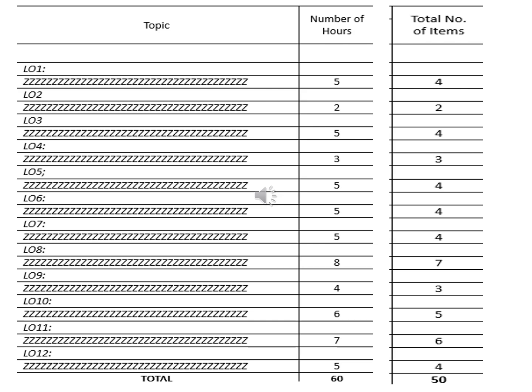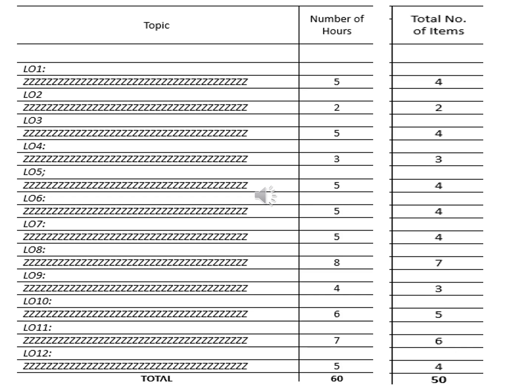Now, let us dissect this particular slide. Now, take note that for learning outcome 1, you spent 5 hours. So, your question is, how many items must you allocate for learning outcome 1?